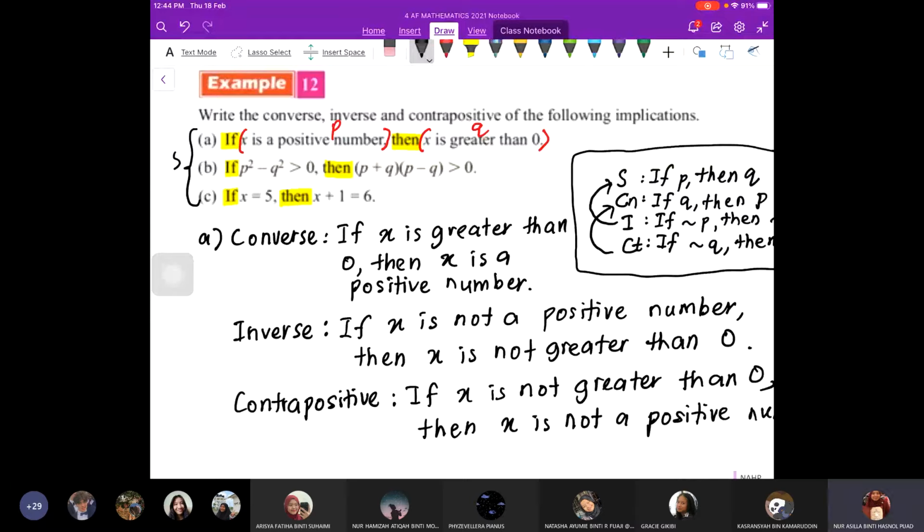Ya, Miss. Dia bagi saya apa converse. Converse dia, Fauzan. Tak dengar suara. Apa, Miss? Converse dia apa? Untuk B. Yang mana, Miss? B. Saya nak converse.